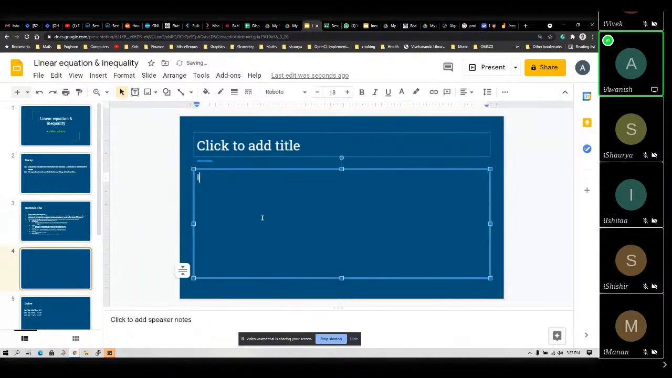Okay. So, when A is less than 0 and B is more than 0. That means, let's take an example. When A is minus 2 and B is 2.